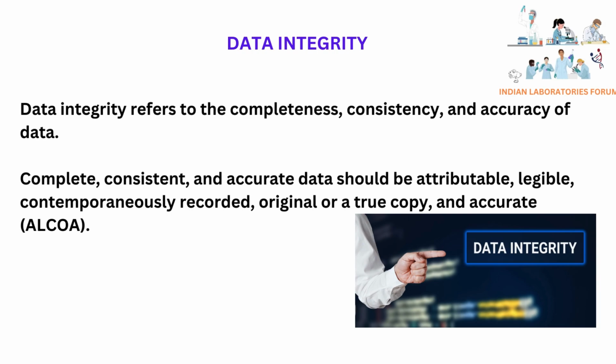Data integrity. What is data integrity? Data integrity refers to the completeness, consistency, and accuracy of data. Completeness means all the relevant information of the activity performed should be available and it should help in reconstruction of the activity performed. Consistency means records should be generated or documented in chronological order with time and date. Accuracy means data should be correct without any modifications or manipulations. Complete, consistent, and accurate data should be attributable, legible, contemporaneously recorded, original or a true copy, and accurate.